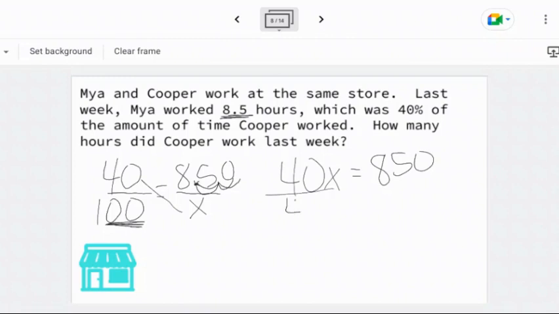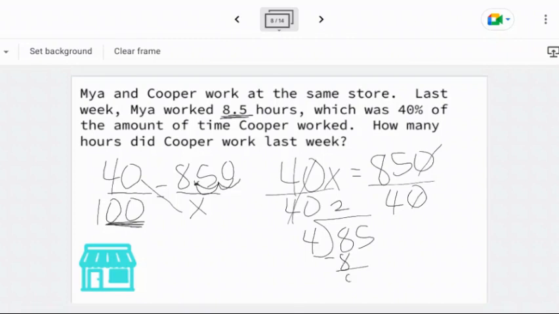Okay, so then we divide to get x by itself. So my zeros can cancel. Now I'm saying 85 divided by 4. 4 goes into 8 2 times, which is 8. Subtract and get 0. Bring down our 5. 4 goes into 5 1 time, which is 4. Subtract and get 1. Put a decimal, add a 0.